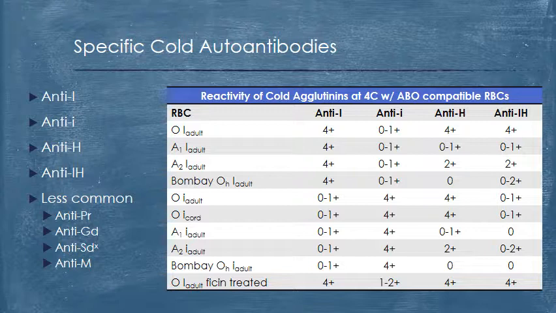Less common are anti-PR, anti-GD, anti-CIDX, and anti-M. Those are less commonly produced cold autoantibodies, but they do exist, so just be aware. But the reactivity against the four most common ones, the big I, little I, H, and IH, know those and the difference between them. So which cells are they going to be most reactive with?